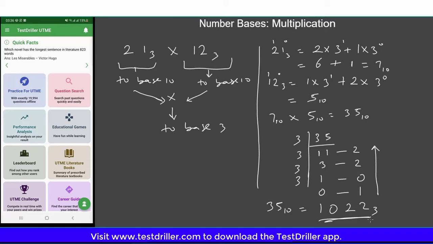So this is how you multiply two numbers in any given base. The next step is, let's solve a question. Let's take a question from UTME, that's JAMB UTME, and see how to solve a question related to this topic.